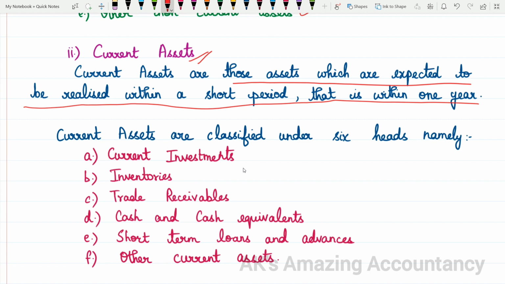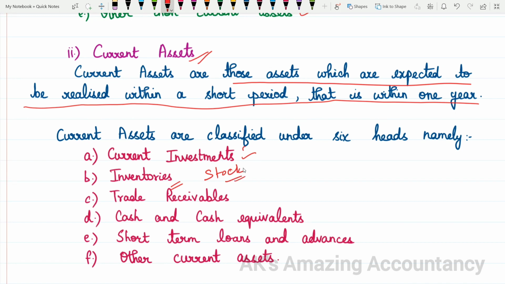It's not that all the six will come in all the problems. Whatever is available, we'll be entering. So, under this, we have current investment, inventories. Inventories will usually be given in the problem as stock. This will be there in most of the problems. How will it be given? It will be given as stock.